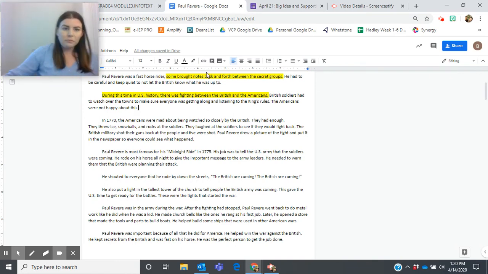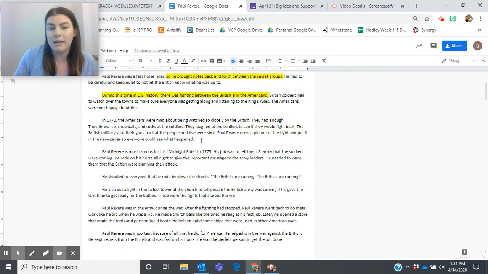Next paragraph. In 1770, the Americans were mad about being watched so closely by the British. They had enough. They threw ice, snowballs, and rocks at the soldiers. They laughed at the soldiers to see if they would fight back. The British military shot their guns back at the people, and 5 were shot. Paul Revere drew a picture of the fight and put it in the newspaper so everyone could see what happened.